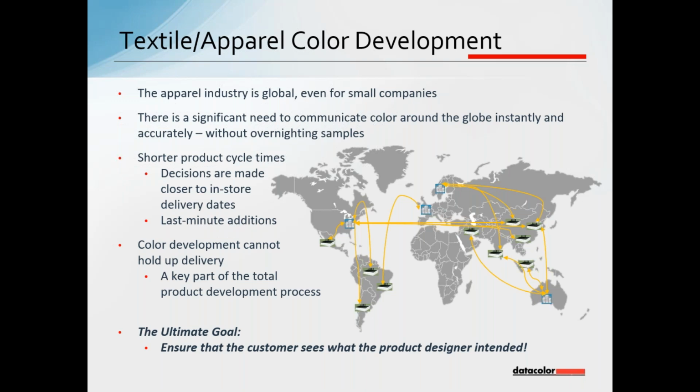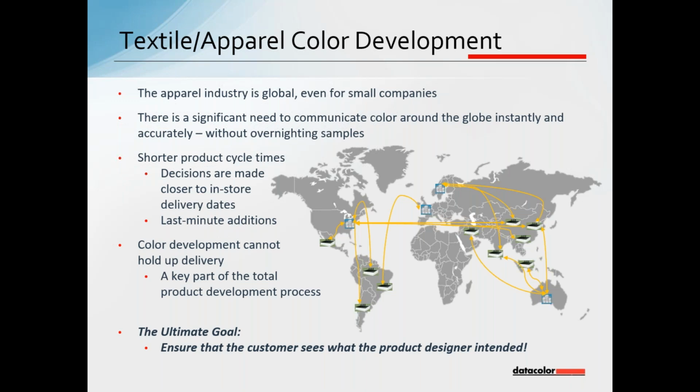We also find that there is significant pressure related to shorter product cycle times. Now the calendars are shorter and we need to make decisions closer to the in-store delivery date so that we can be sure that we are meeting the expectations of the consumer. And invariably, there are going to be last-minute additions. So there was always going to be this pressure about time in the color development process. But that color development process can't hold up delivery. At the end of the day, you have to have products in the store available for an online purchase, and that date is going to drive everything that happens in the days, weeks, and months prior to that.